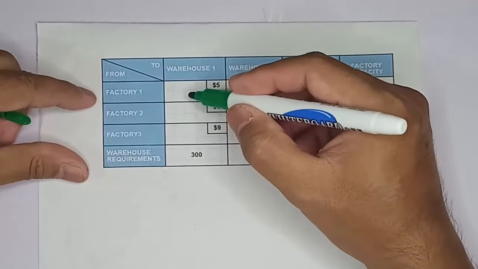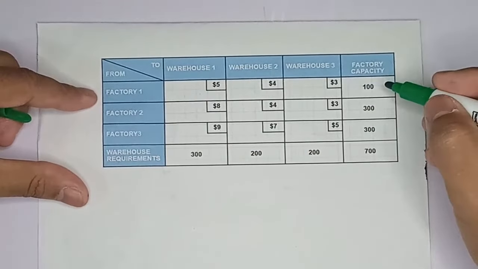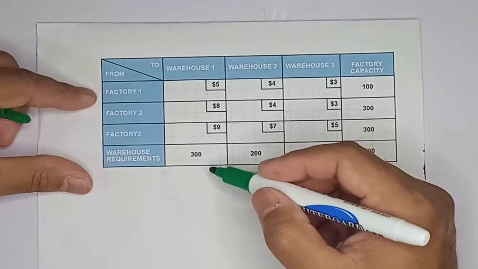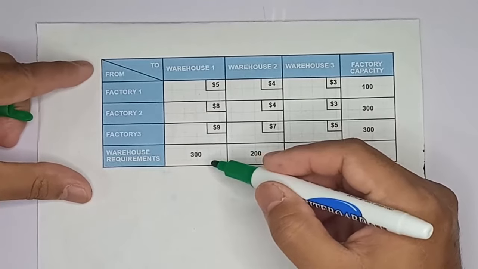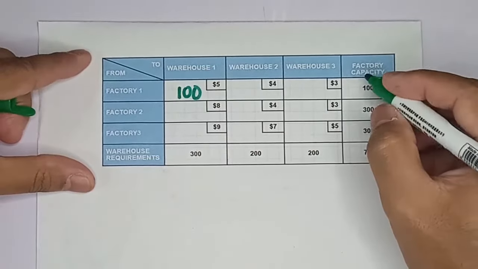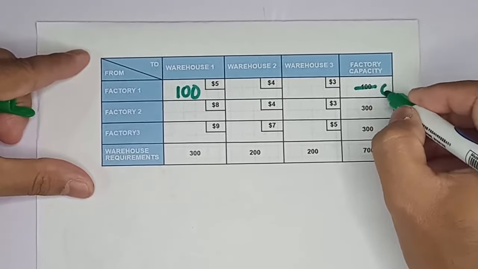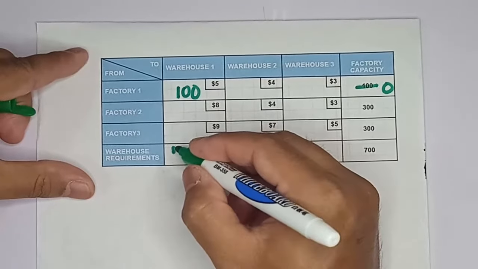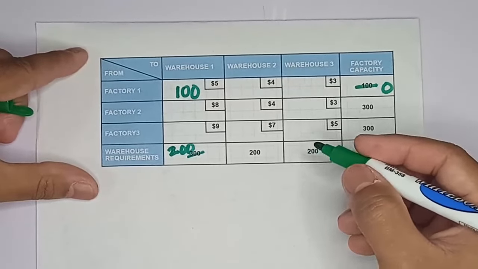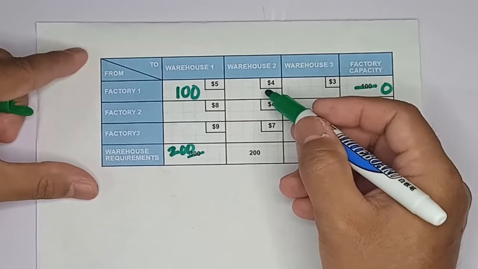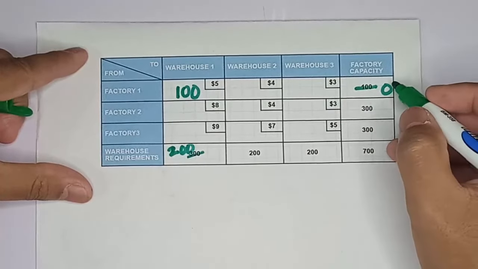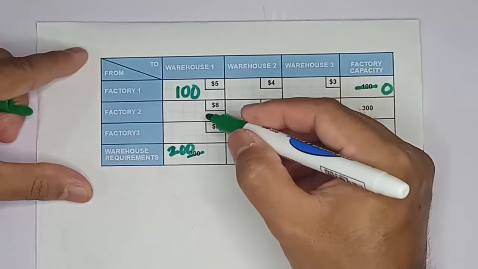Starting on this cell, which involves factory 1 and warehouse 1, the capacity of factory 1 is 100 units and the demand of warehouse 1 is 300 units. So we can allocate 100 units on this cell. So the capacity of factory 1 has been exhausted and the requirement of warehouse 1 has been reduced to 200 units. Our option is to move to the right to the next warehouse or to move down on the second factory. But since the capacity of factory 1 has been exhausted, our option is to go down.